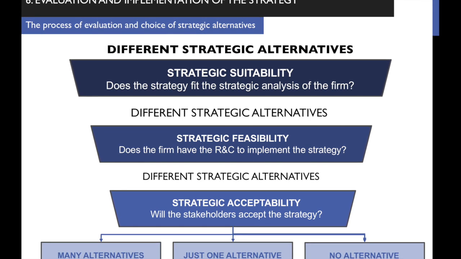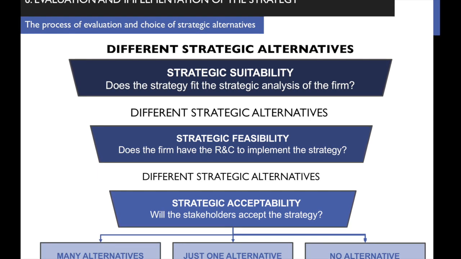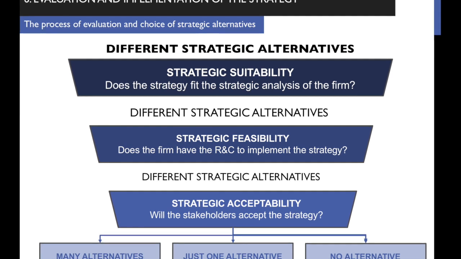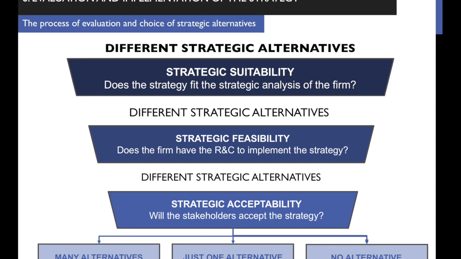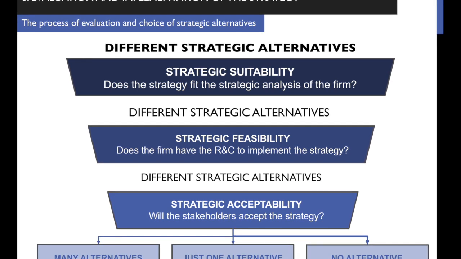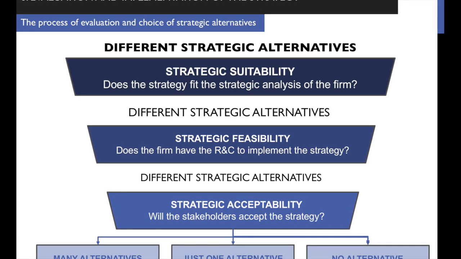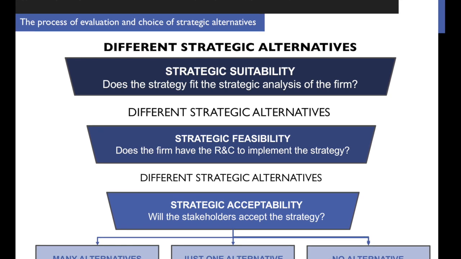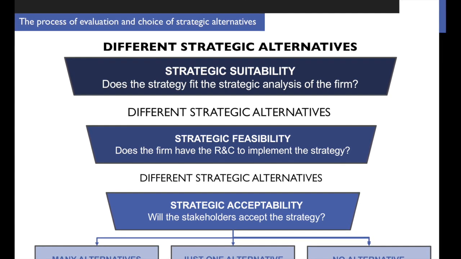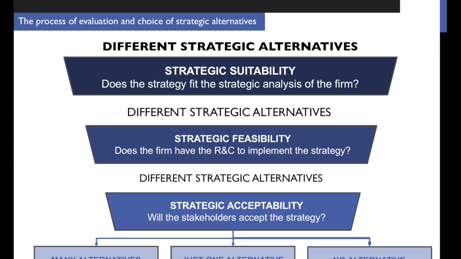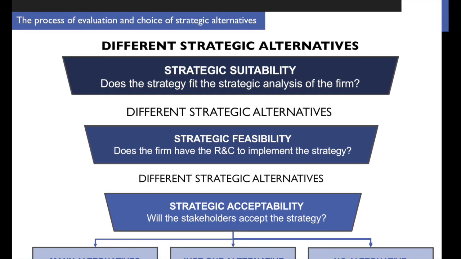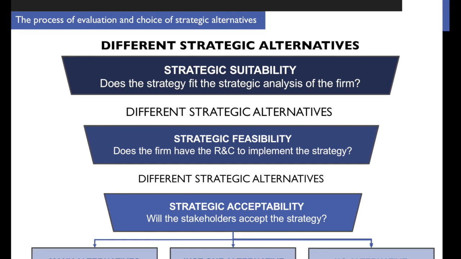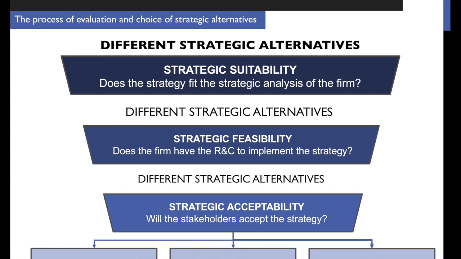Okay? If after this we come out with just one strategic alternative, that's great. This is our strategy. No problem. Imagine that we come out with many strategic alternatives, with three. Then we must rate them using the different criteria we have considered, classify them, and choose the right one. Imagine that we come out with no alternative which is suitable, feasible, and acceptable. Well, we have a problem.